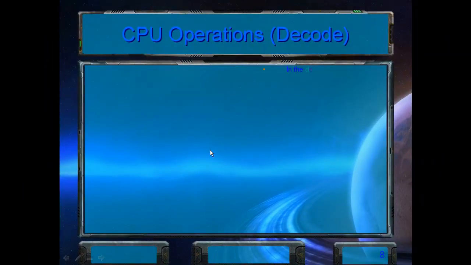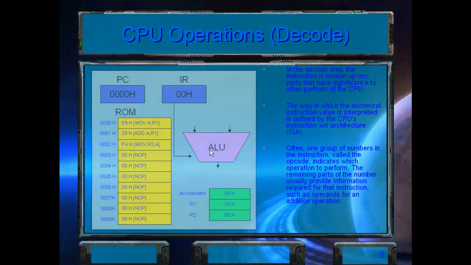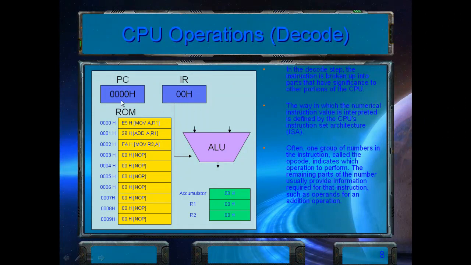In the decode step, the instruction is broken up into parts that have significance to other portions of the CPU. The way in which the numerical instruction value is interpreted is defined by the CPU's instruction set architecture, ISA. Often, one group of numbers in the instruction, called the opcode, indicates which operation to perform. The remaining parts of the number usually provide information required for that instruction, such as operands for an addition operation.